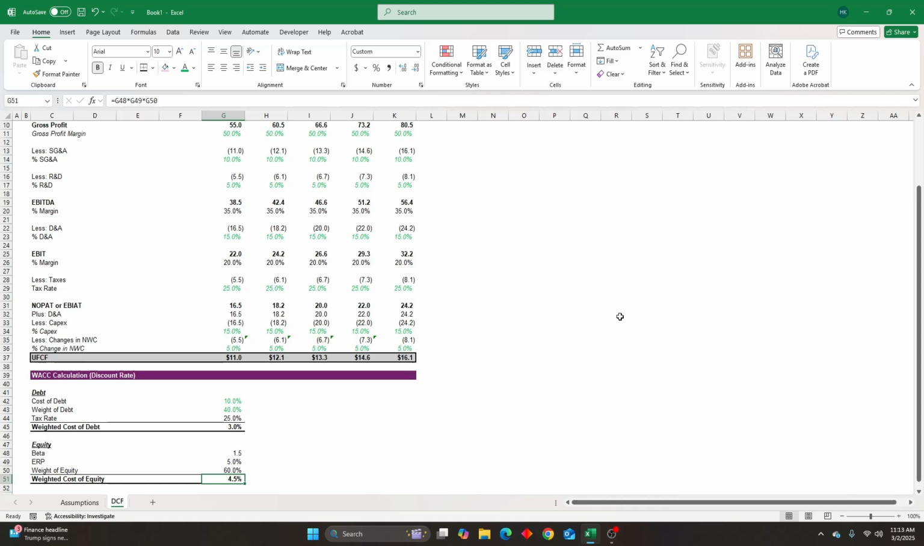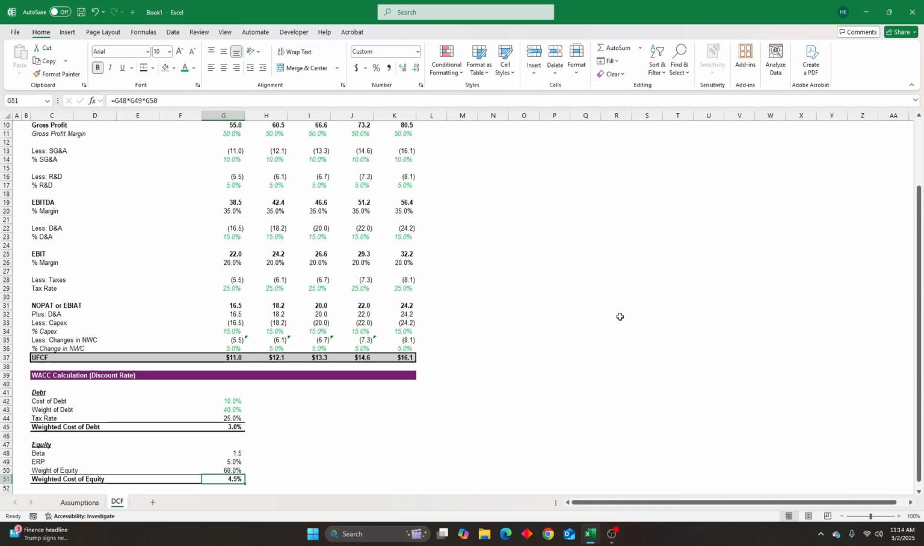For our beta, we have to remember that this is a representation of the volatility of our security and its correlation to the overall market. So a beta of 1.5 assumes that if the stock market went up 1%, our security would go up 1.5%. And then similarly on the flip side, if the overall market went down 1%, we would expect that our security would go down 1.5%.